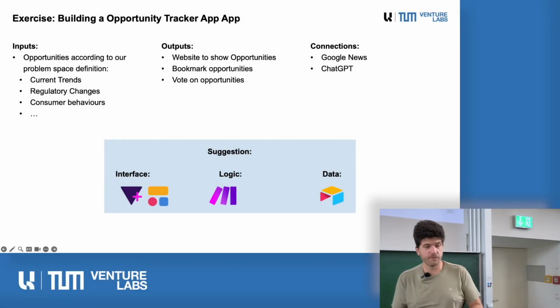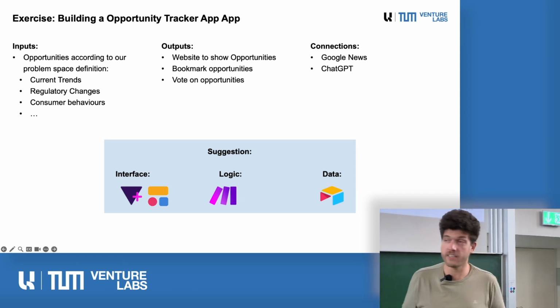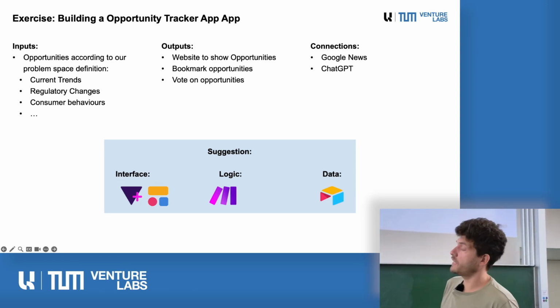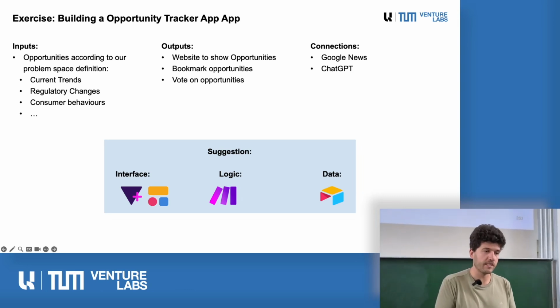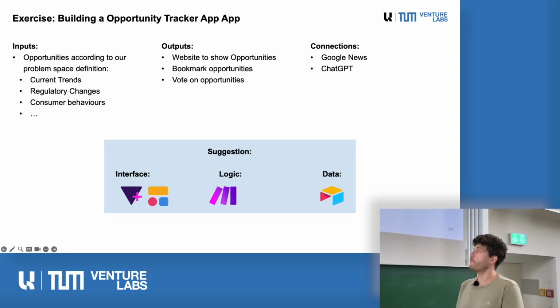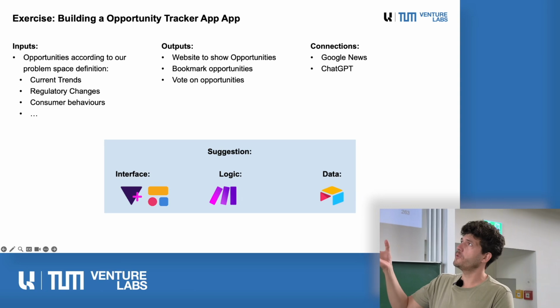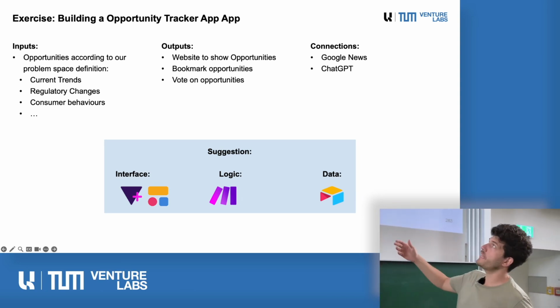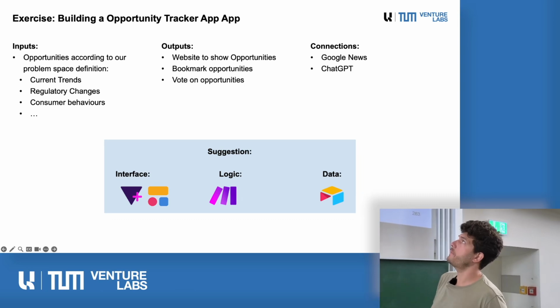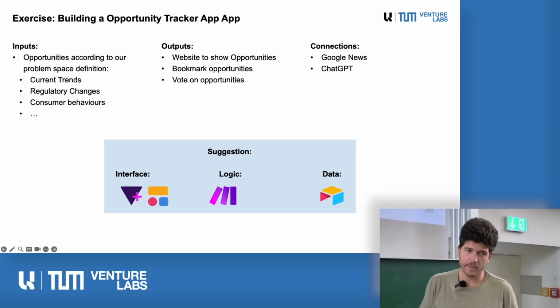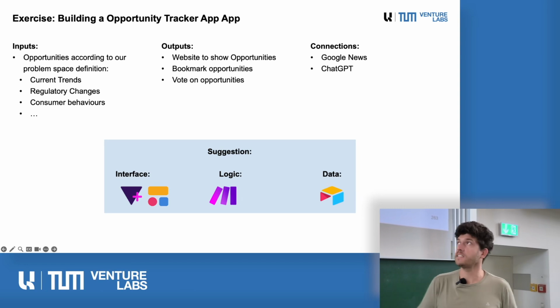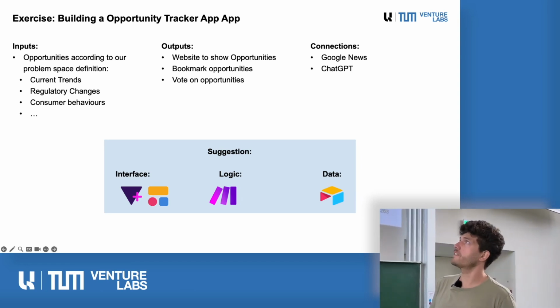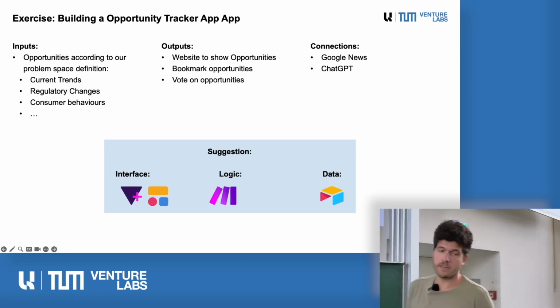So, building interfaces, we also have it on record: the interface we try to build for the web app for the opportunity tracker. We want the ability to put in current trends that we find, and the output should be a kind of website, a kind of web app where you can see these opportunities, maybe in advanced sessions bookmark the opportunities, vote on the opportunities.